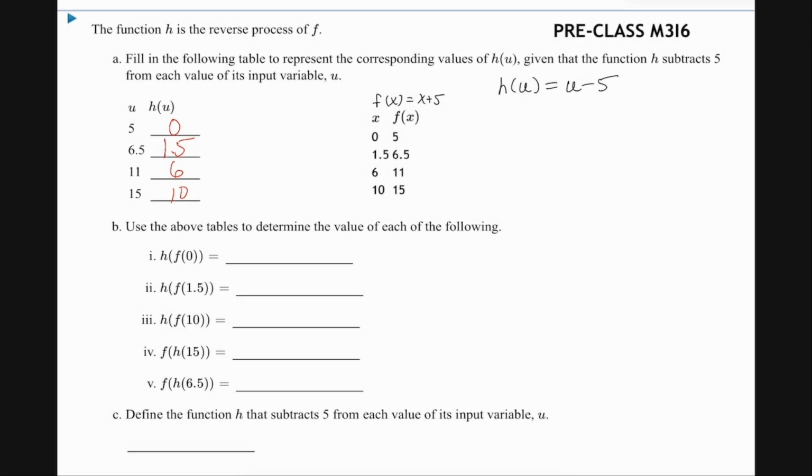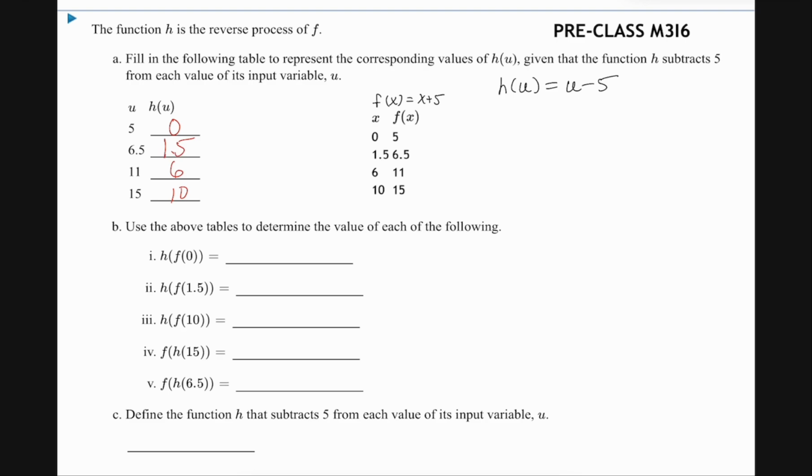Now, we have the original values. You'll notice on the original values, we had 0, 5, so our inverse function would be 5, 0. Then we had 1.5, 6.5. Our new function is 6.5, 1.5. So it reversed the x's and the y's.